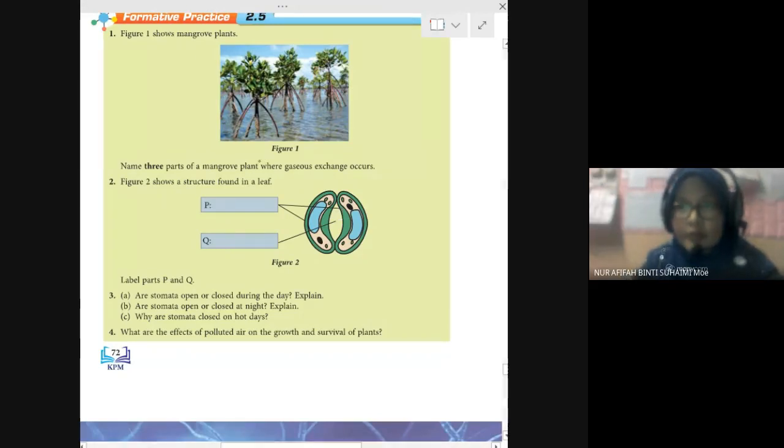Name 3 parts of a mangrove plant where gases exchange occurs. 3 parts of plants, general plants. We have stem, we have leaf and root. Stem, leaf, root. Okay, the root is long for the mangrove plant.